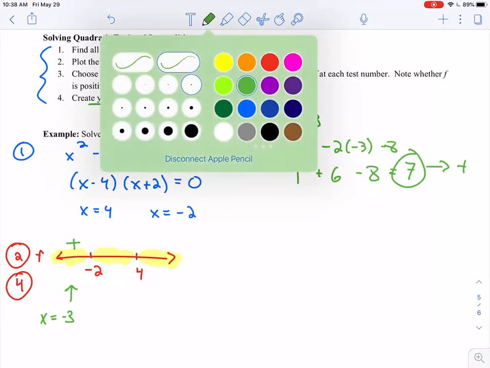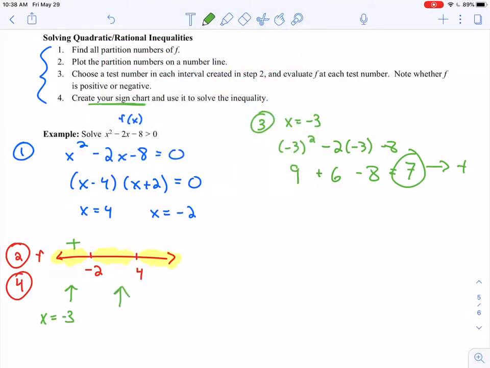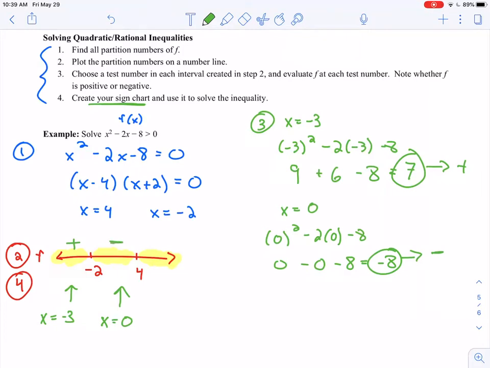So now I'm going to pick a number between -2 and +4. I always like to choose x equals 0, my personal favorite number. So I'm going to take x equals 0 and again plug that into my function. So for x equals 0, I have 0 squared minus 2 times 0 minus 8. 0 minus 0 minus 8 is equal to -8. Again, I really care about the sign. It's negative there. So I'm going to put a minus sign over that interval to remind myself that the test number I came up with was negative.